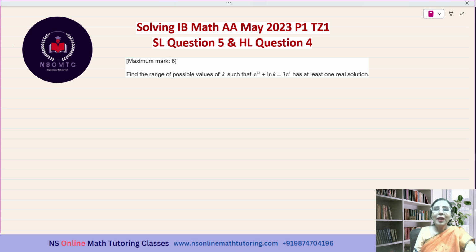Hello students, we are solving the IB Math AA AGL past paper questions, and currently we are solving the IB Math AA AGL May 2023 paper 1 time zone 1 past paper. Today we will be solving question number 4 of this paper. Actually, this is a question common to both the HL and the SL streams. For the SL it is question number 5 and for the HL it is question number 4.